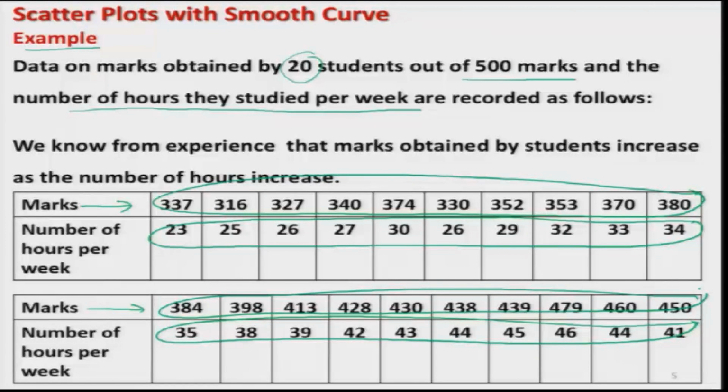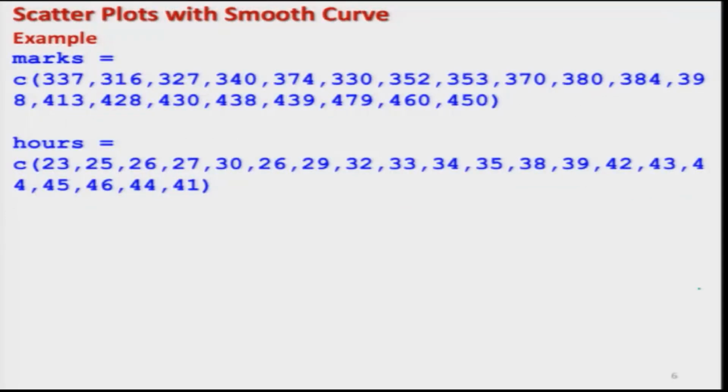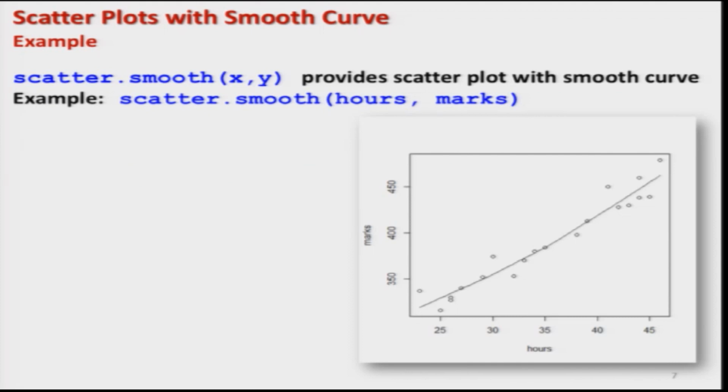And this data I already have stored in two variables, one I am calling marks and the other hours, exactly in the same way as I did in the last lecture. Now after this, I would like to create a scatter plot with a smooth curve using this data, and for that I use the command scatter.smooth, and inside the argument I give the name of the variables, hours and marks. And this is the graphic that we are going to obtain.